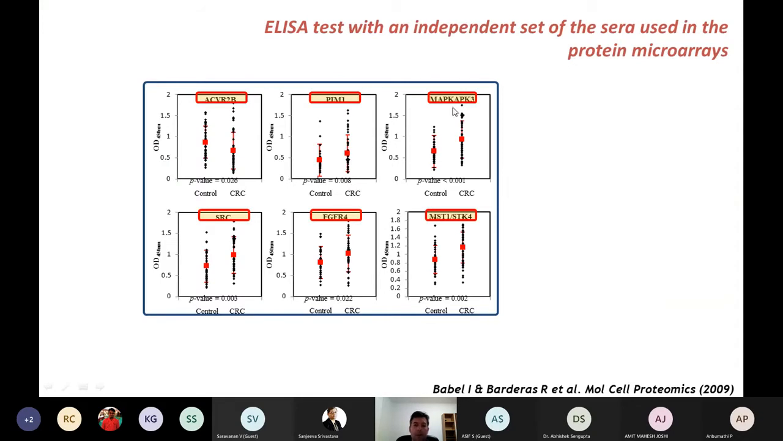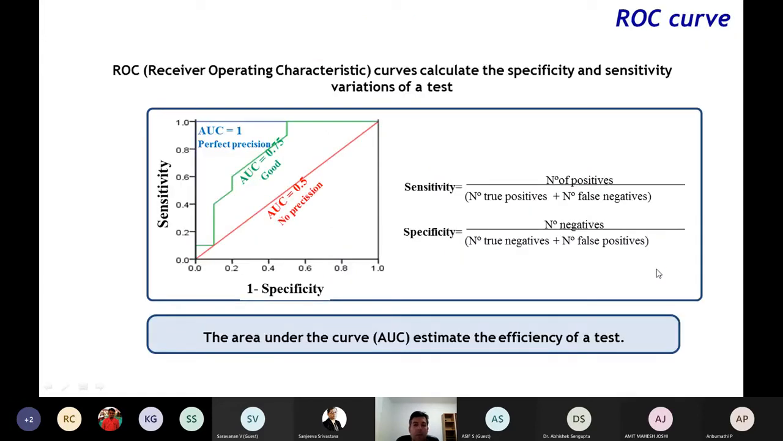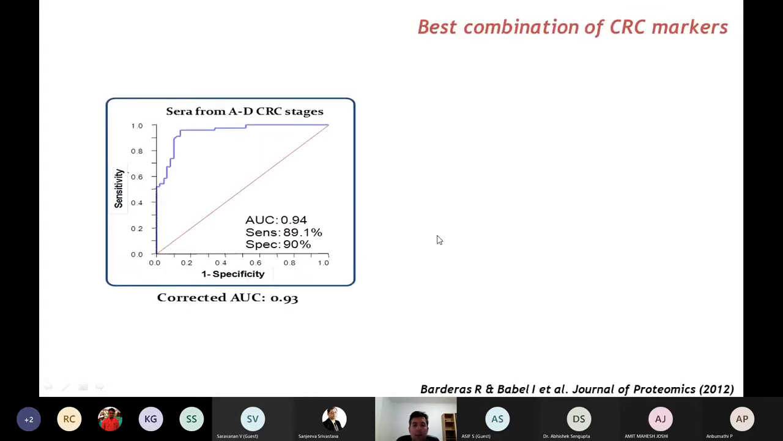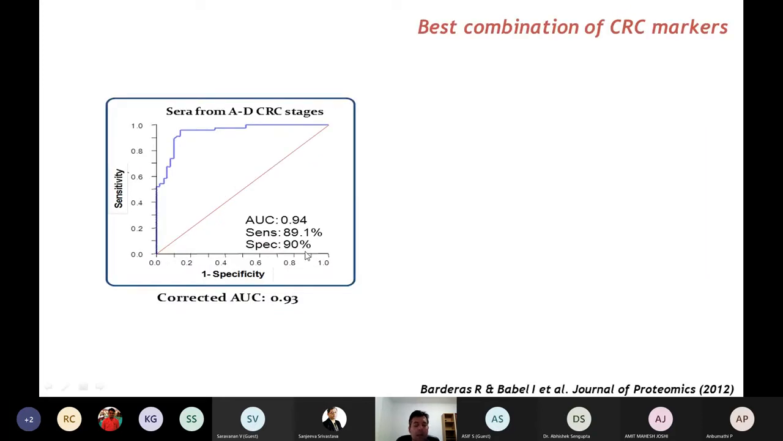Here you can observe that the differential cellular reactivity was also observed by ELISA, in comparison to 2 different proteins, Annexin-4 and CA, that didn't possess any differential cellular reactivity. We also calculate the specificity and sensitivity of the test, taking into account that for a perfect precision the area under the curve should be 1, good precision 0.75, and no precision 0.5. And we observe that our potential phages with diagnostic ability, the combination of them, possess an area under the curve near 100%, with a sensitivity and specificity near 90%.